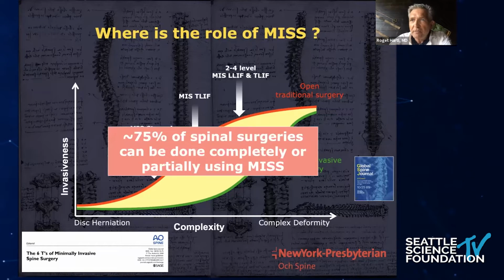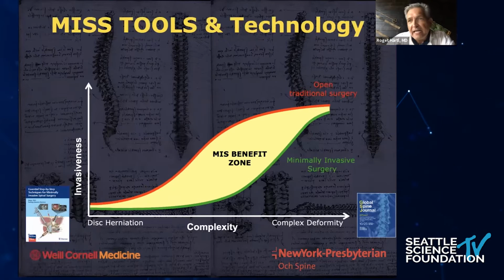If you look at the volume, the number of cases overall, you'll see that a huge percentage of cases, especially in the degenerative world, can be partially or completely treated already with MIS. And I guess it's about maybe 75% or so of cases in the degenerative arena.